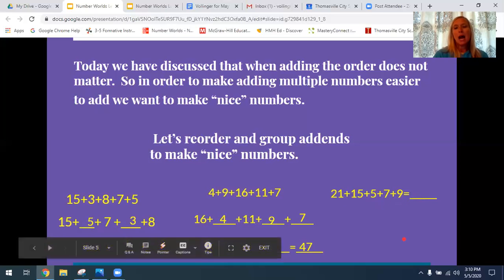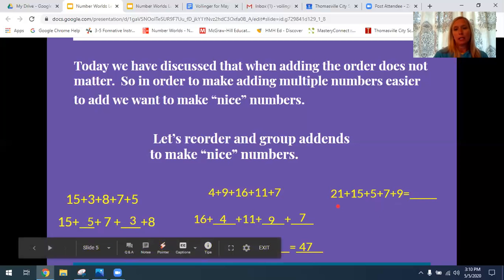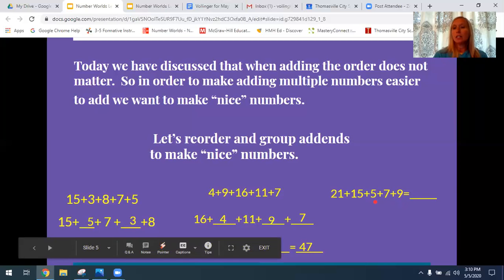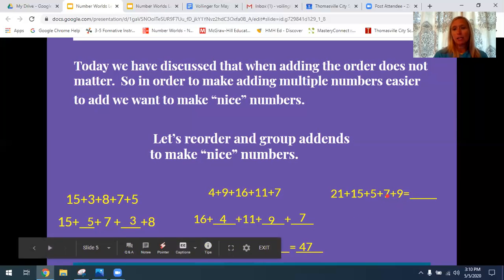Sorry about that. I was forgetting where we were with the adding. Okay, so I'll say that one more time. Let's see if you got it right. 21 plus 9 is equal to 30. 15 plus 5 is 20. So 30 plus 20 is 50, plus 7, we can't forget our 7, is 57.